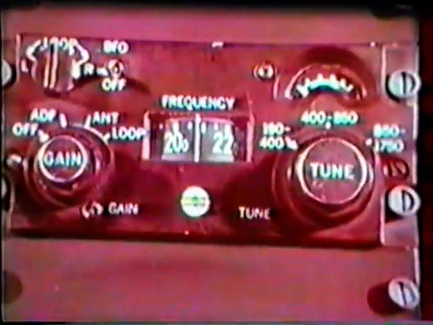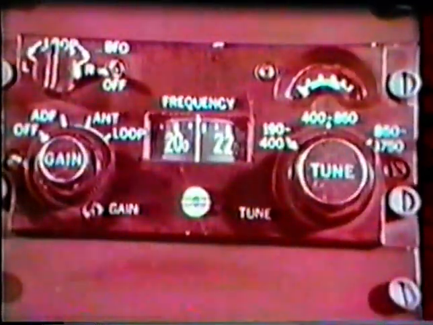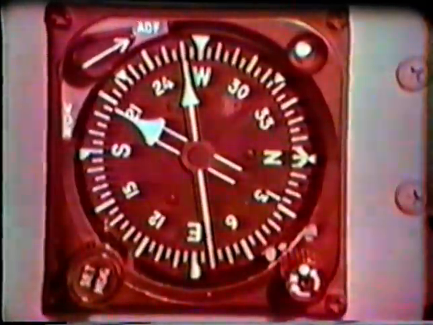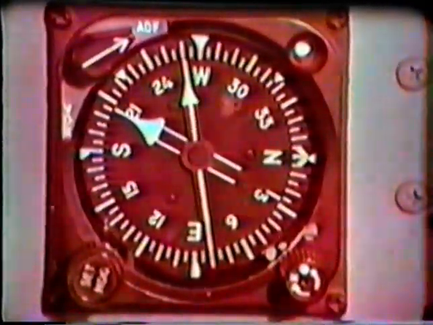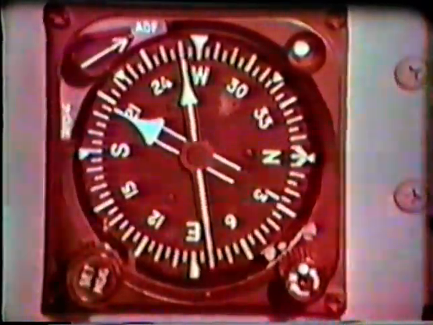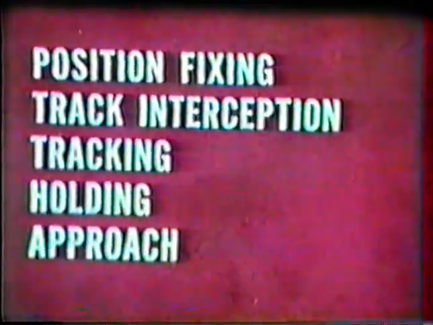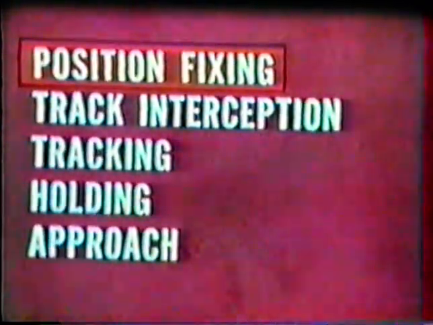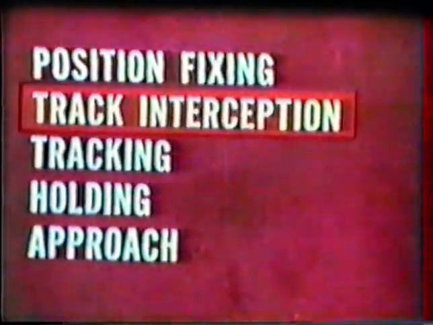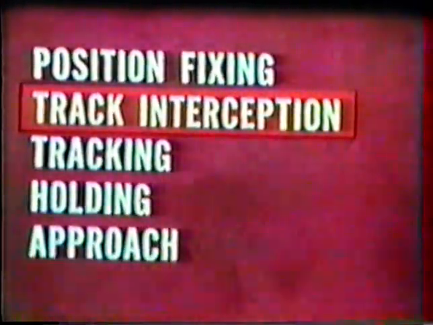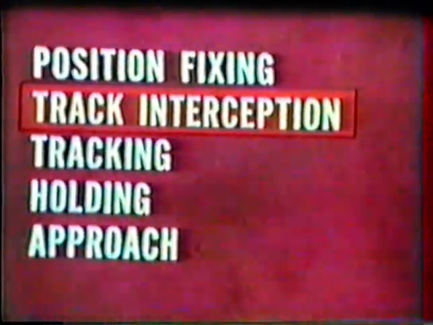To use your ADF, you have a control panel which is compact and well designed, and a radiomagnetic indicator which displays both aircraft magnetic heading and actual magnetic heading to the beacon tuned. There are 5 basic procedures in which you will learn to use ADF. Position fixing makes it possible to locate yourself precisely at any time. Track interception provides a simple and accurate means of moving to any course to a station.